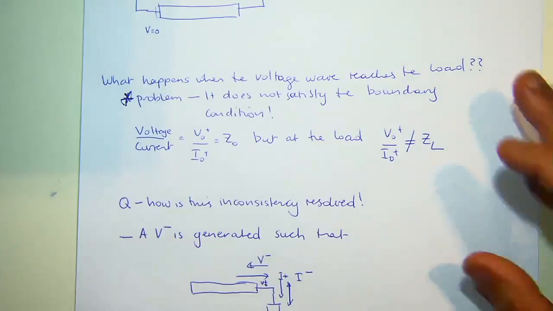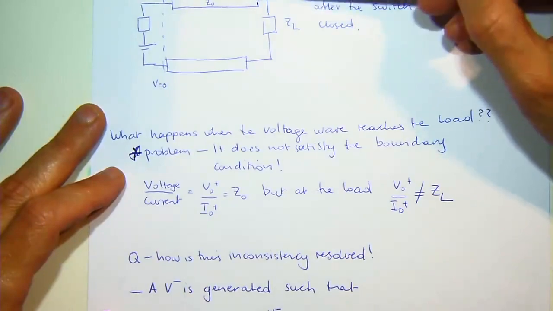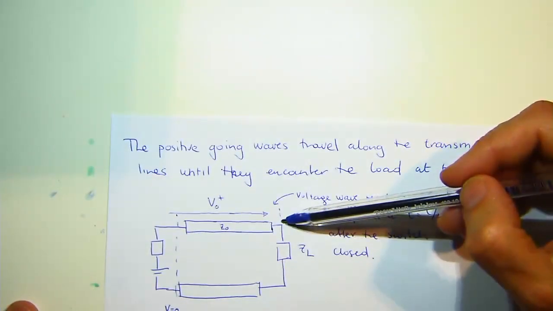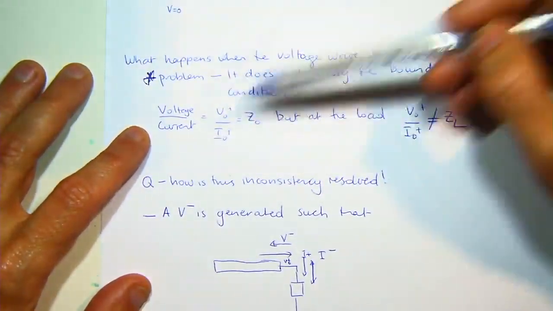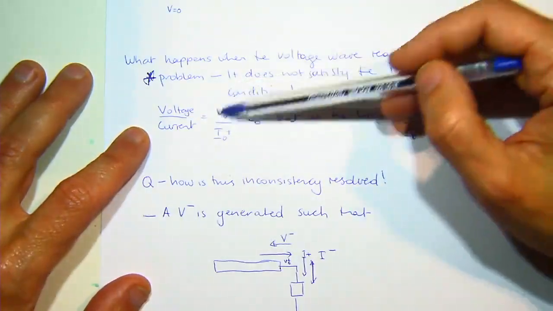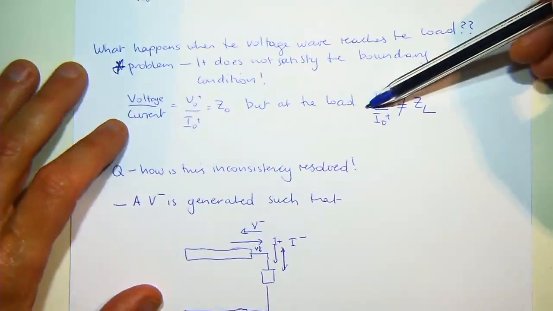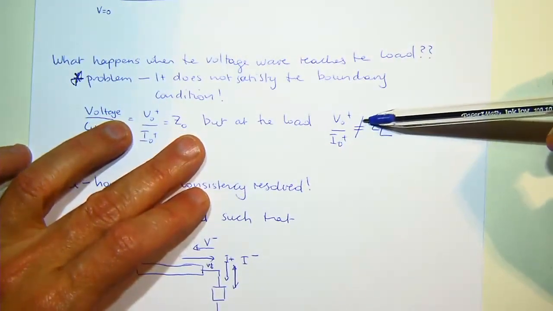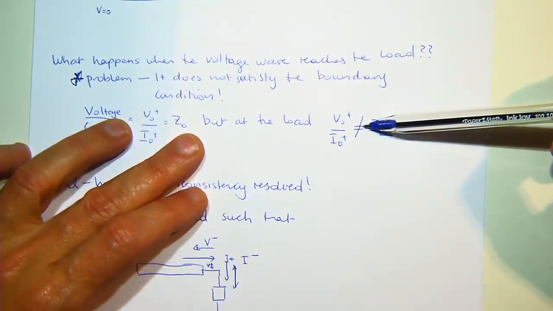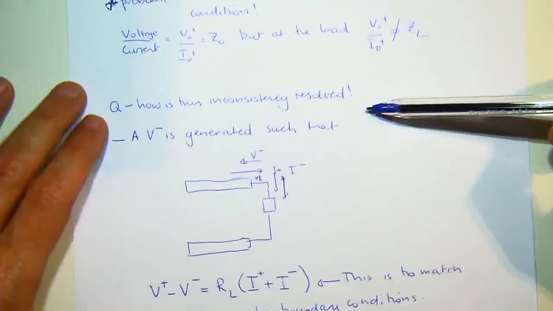We know that we've got a voltage and current wave here. When we look at the load, we know that the voltage and current wave are related by the characteristic impedance Z naught. But at the load, this condition is no longer satisfied. So something has to happen. The question is, how is that inconsistency resolved?